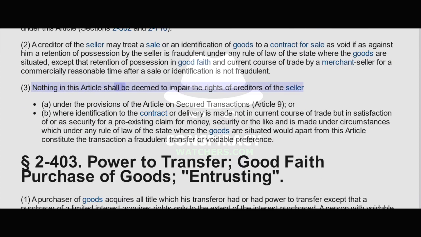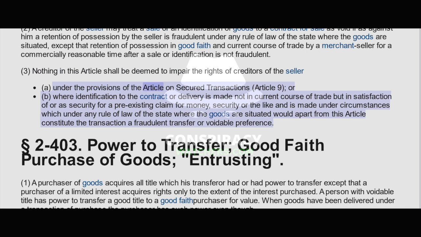Nothing in this article shall be deemed to impair the rights of creditors of the seller under the provisions of the article on secured transactions, or where identification to the contract or delivery is made not in current course of trade but in satisfaction of or as security for a pre-existing claim for money, security or the like, and is made under circumstances which under any rule of law of the state where the goods are situated would, apart from this article, constitute the transaction a fraudulent transfer or voidable preference.